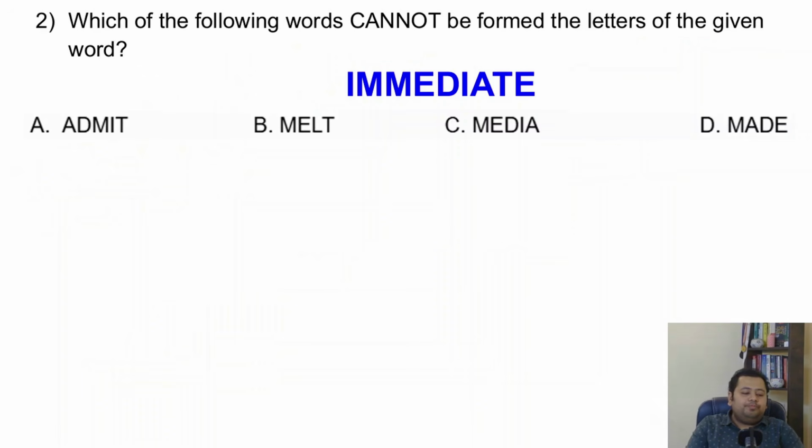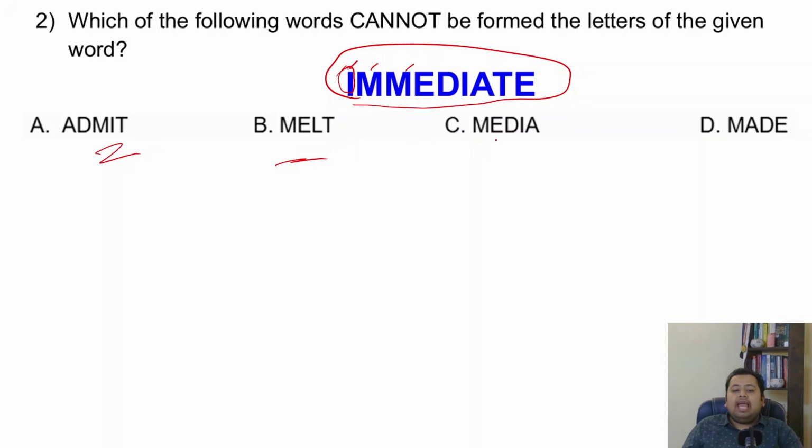Let's now go to question number 2. Which of the following words cannot be formed from the letters of the given word, right? So a word is given over here using these letters, right? I, am, these are letters. So using these specific letters, which of the words cannot be formed, right? Cannot be formed. So you can just go to the options, from options you can start checking which of the words cannot be formed. Pause the video, solve it, and then look at the solution.